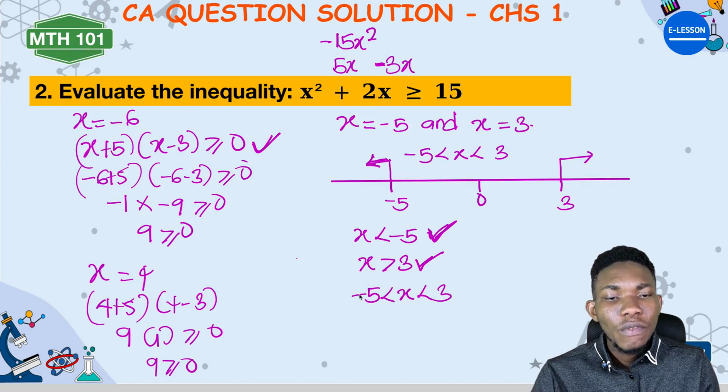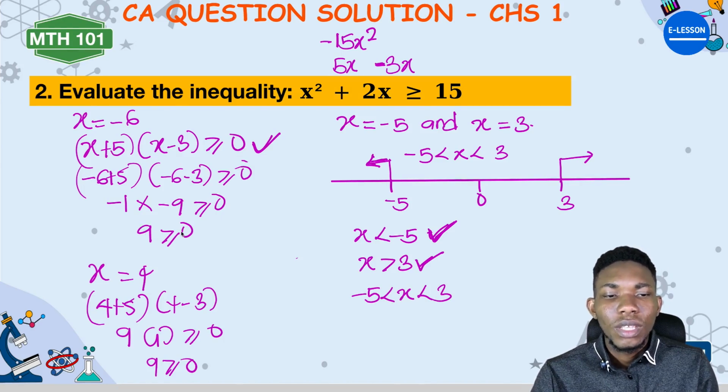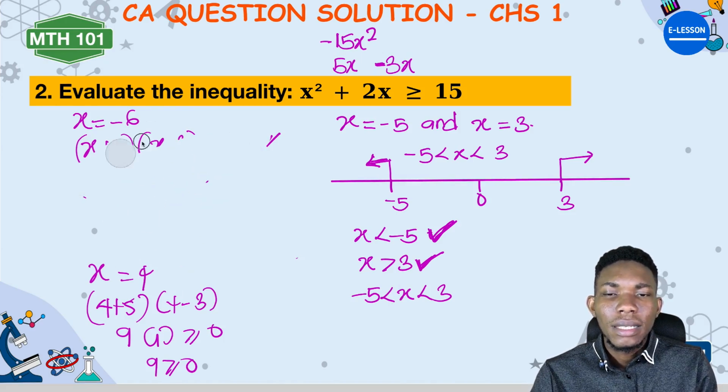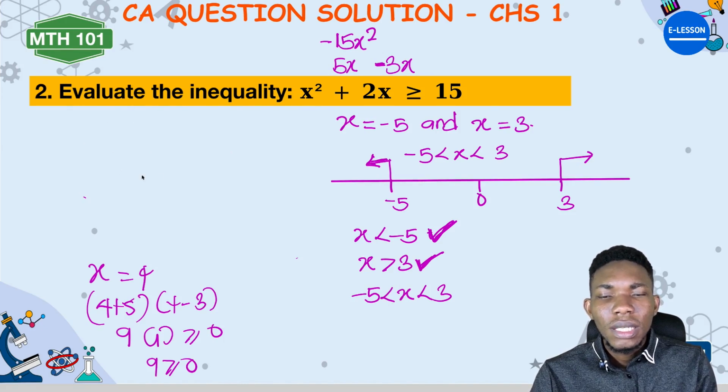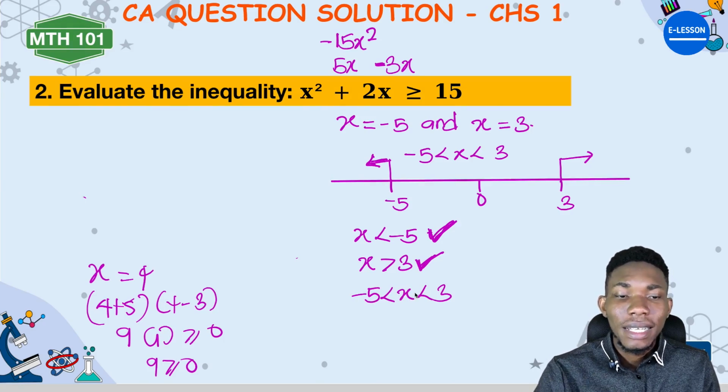Now, let's see any value minus 5 is less than x and x is greater than 3. So it means this is a solution. Now, let's look at the last one. Minus 5 is less than x and x is less than 3. What do you think the values are? Minus 5 is less than x means x is greater than minus 5, and x is less than 3. If x is less than 3, that value can be 1 because 1 is less than 3. That value can be 2. It can even be 0. It can be minus 4. So I'm going to choose 1. Let's use 1 and see.